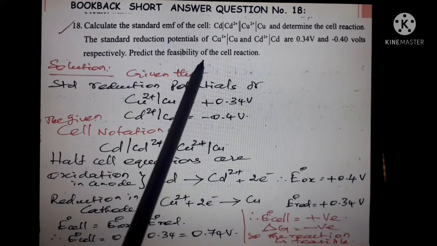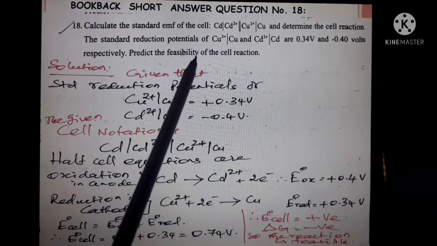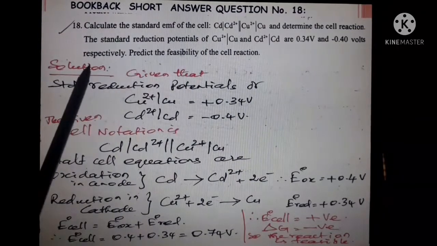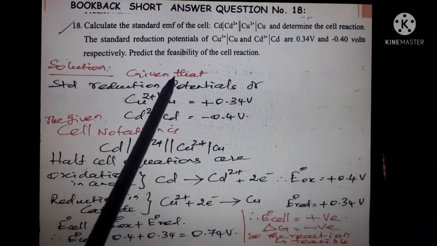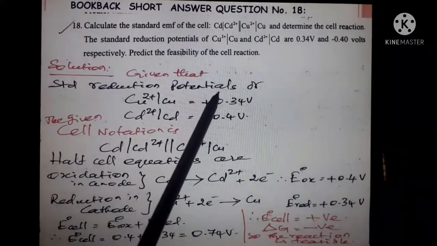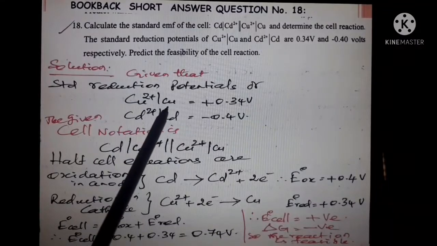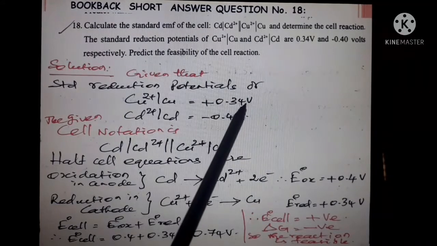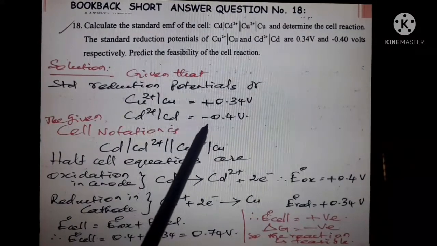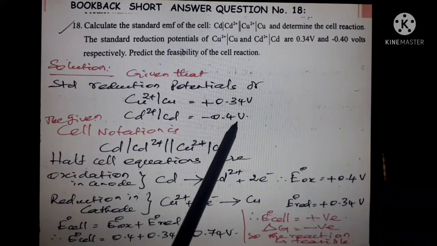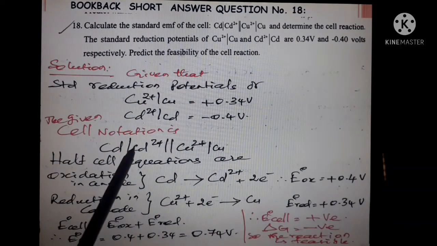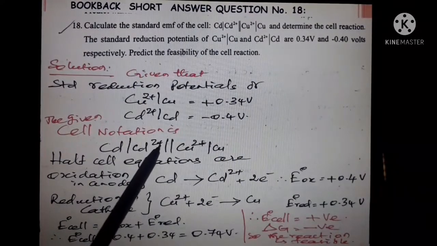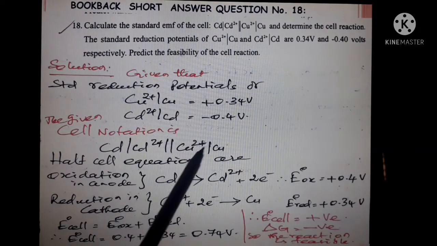Tell about the cell reaction. Okay. Now the solution. What are the data given in this problem? Standard reduction potentials of copper 2 plus to copper is positive 0.34 volt, and cadmium 2 plus to cadmium is minus 0.40 volt. The cell notation is already given in the problem: cadmium, cadmium 2 plus, salt bridge, copper 2 plus, copper.